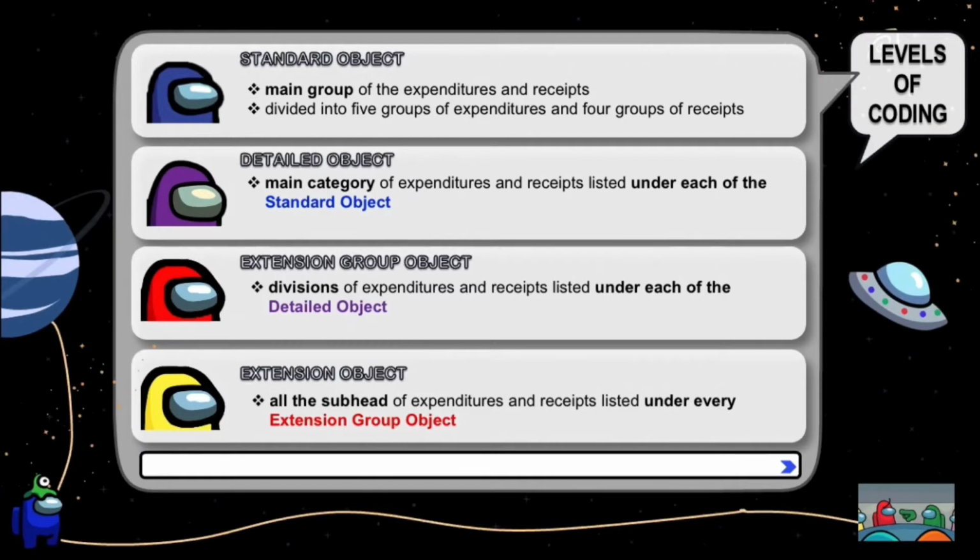Okay, the final level is extension object. Extension object represents all the subheads of expenditure and revenue in detail under EGO. Examples of EO are public officers basic salary, and public officers salary in areas domestic accommodation of publics. For all of the examples of code of object of expenditure and receipt, you guys can refer to textbook page 180.